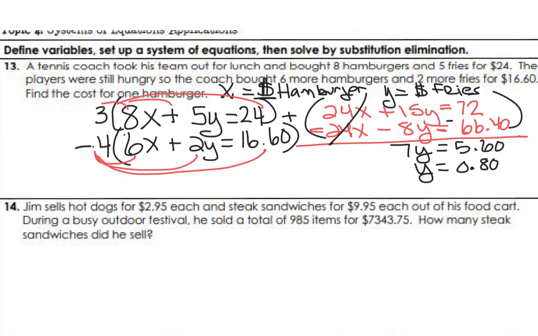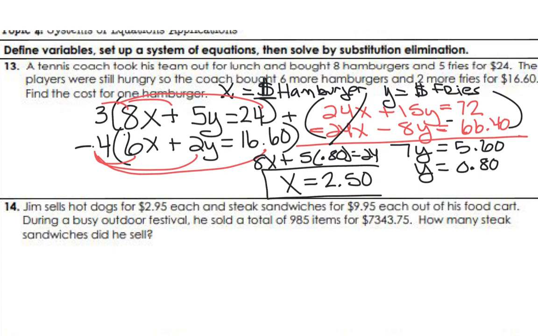I need to know how much the hamburgers are. So I'm going to plug in 80 cents for y. So if I say 8x plus 5 times 0.80 equals 24. If I work that out, I get x equals 2.50. So they wanted to know how much it costs for one hamburger. $2.50.